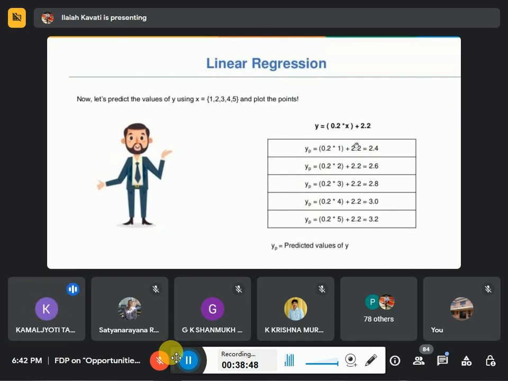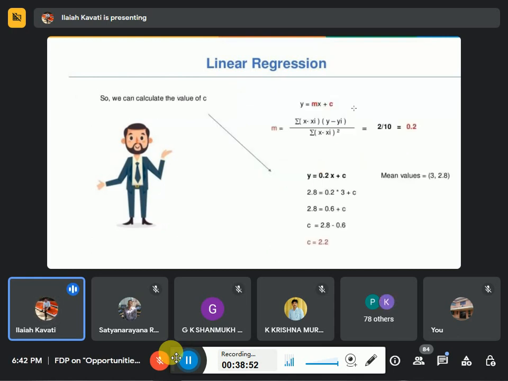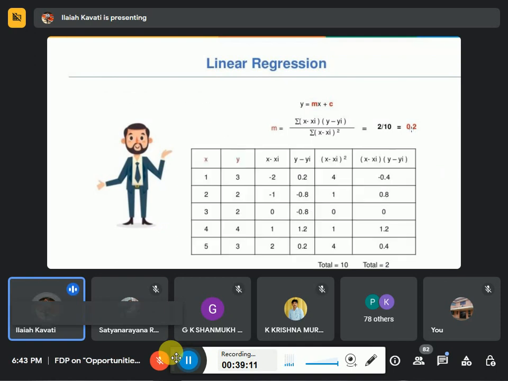Hello, sir. Yeah, tell me, sir. Sir, can you please explain how the constant has been calculated? Yeah, here this is the c value, sir. So we have y mean. Y mean is 2.8, correct? And the m value, the slope, is 0.2. The slope value we calculated in the previous step.